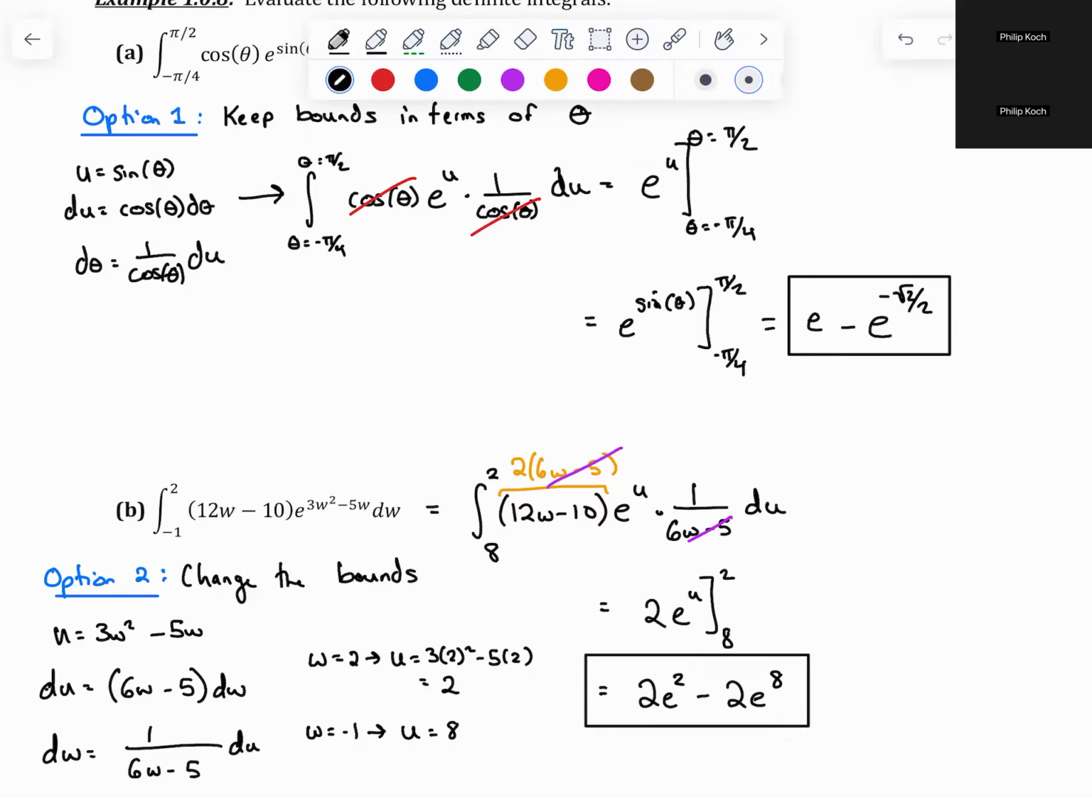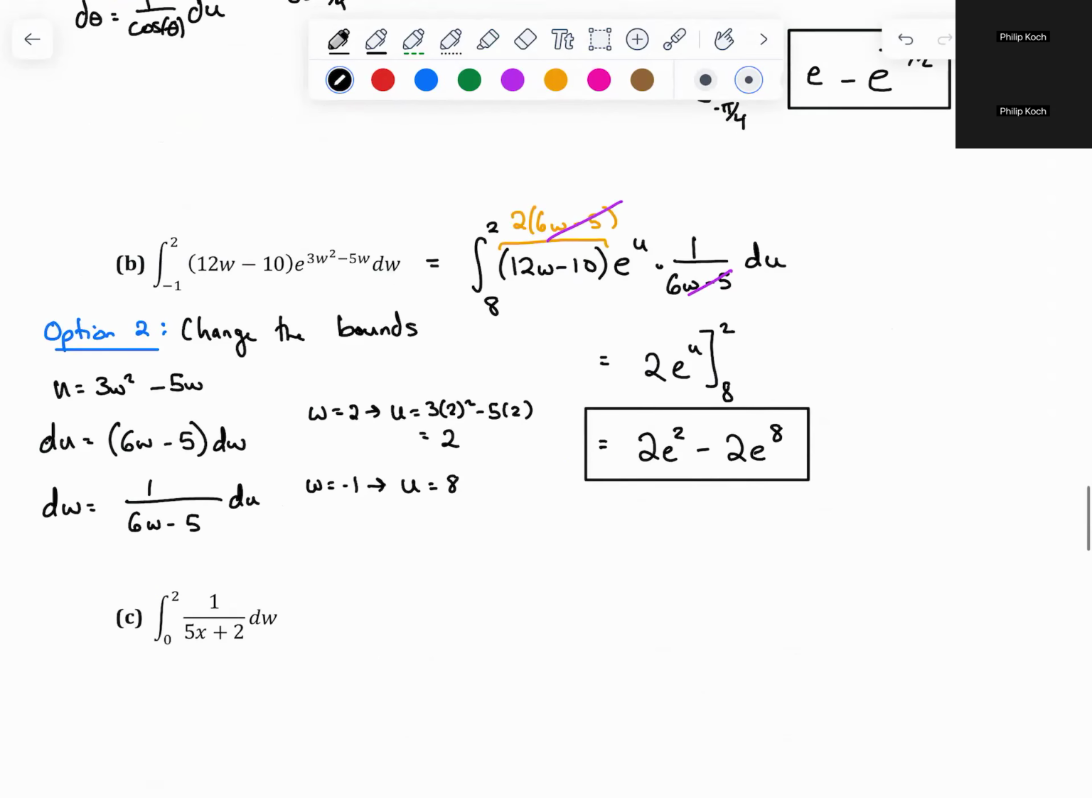I usually like changing the bounds personally, because then I don't have to write theta equals, theta equals, theta equals, which we will see with the integrals that we will start dealing with. They might take a little longer. So consistently writing theta equals can take up some time. So that's why I like changing the bounds. But it's all your choice.